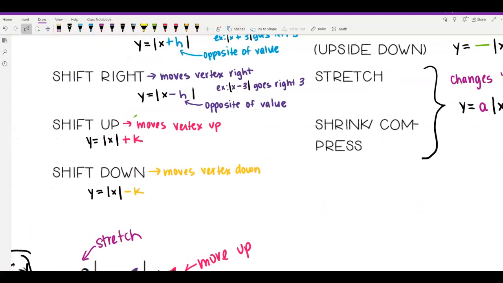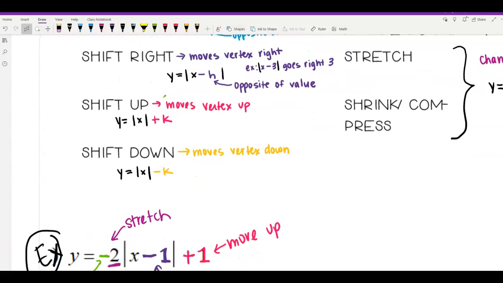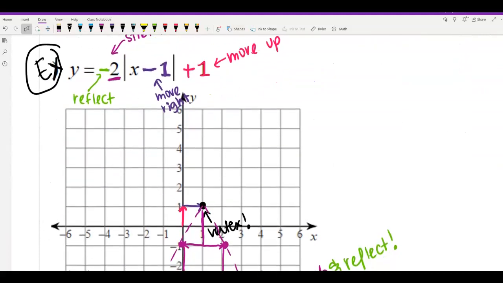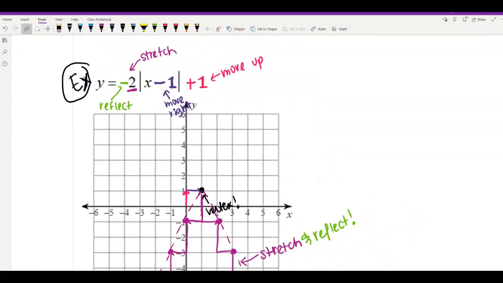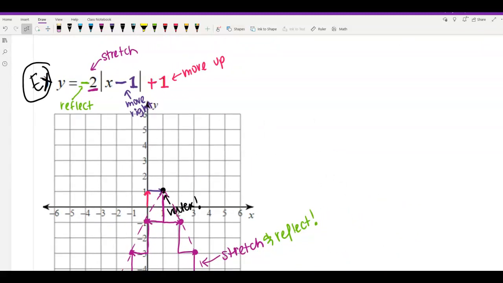All right, so let's take a look at one of these. So here's my equation. Y equals -2, absolute value of x minus 1, plus 1. Sorry about that. So here's what each part does. The negative part turns it upside down. The 2 makes it skinnier, so you'll see the slope change. The x minus 1 on the inside says move to the right. Remember, that's opposite. And then the plus 1 says move up. That is not opposite.